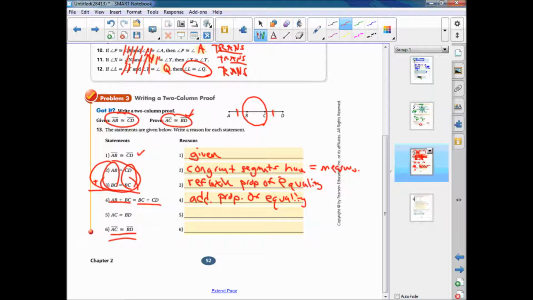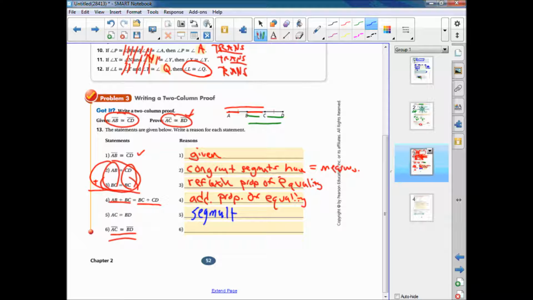Okay. And then what are we going to do? All right, so let's see. Somehow AB plus BC turned into AC, and BC plus CD turned into BD. So we'll go back at our picture here, and they took this red one and this red one and turned it into that big red one. Okay, and then also they took this little green one and this little green one, and turned it into that big green one. Well, we know that property. That's the segment addition postulate.